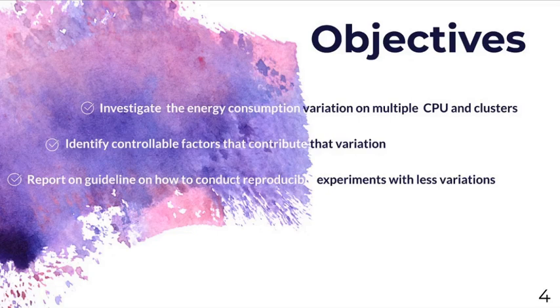Finally, we report on some guidelines on how to conduct reproducible experiments with less variations, especially for research purposes where we need to mitigate these variations to achieve proper experiments and get less biased energy consumption results.